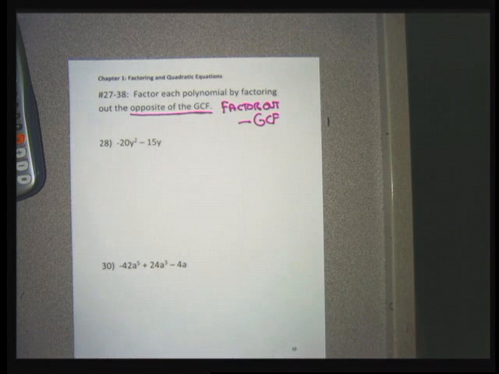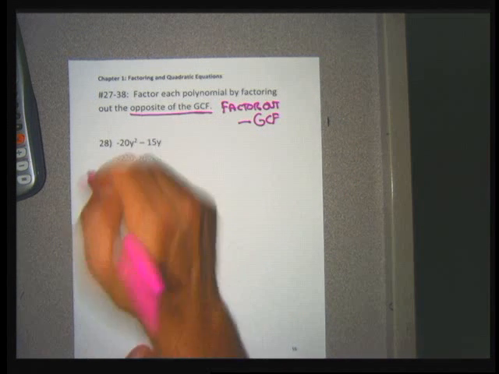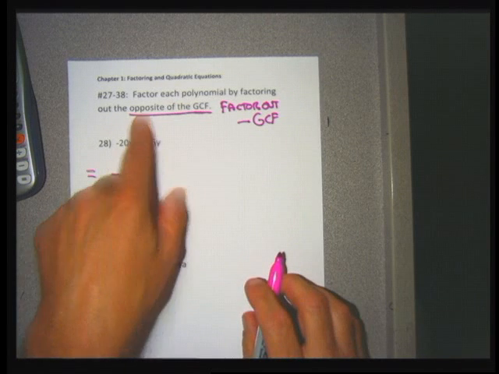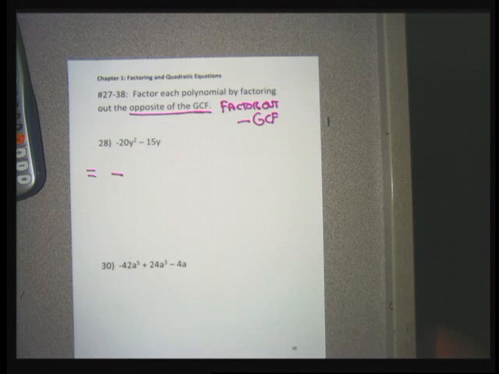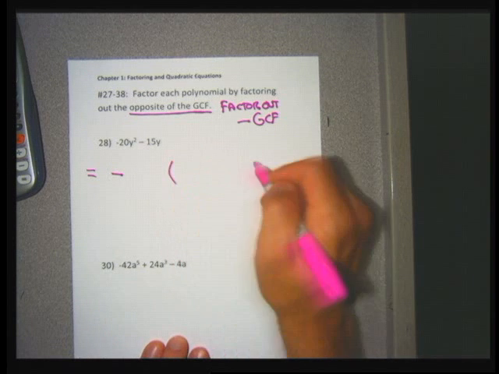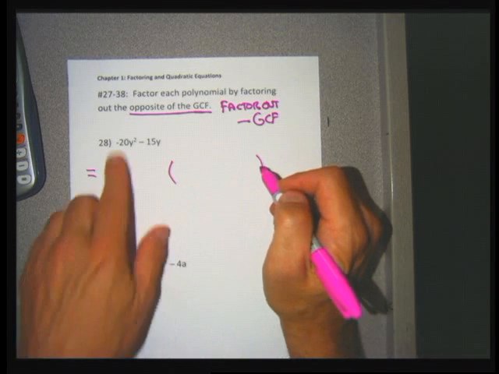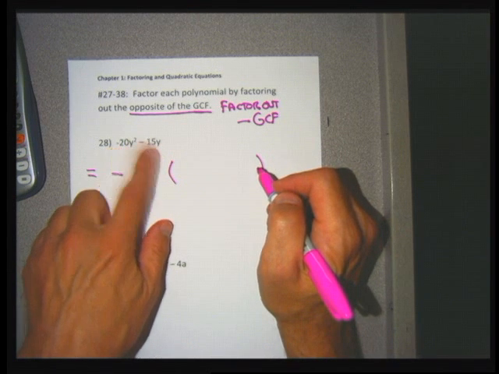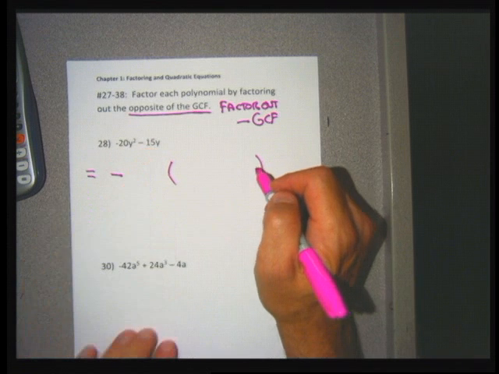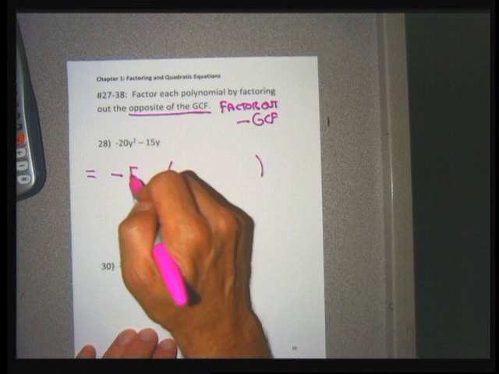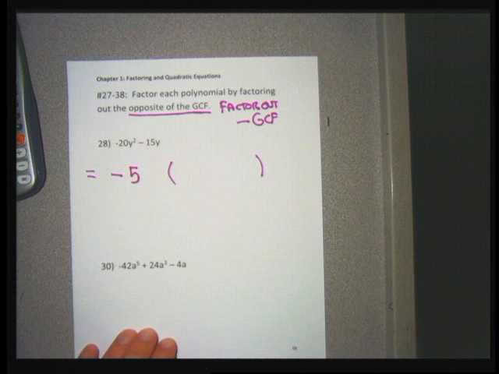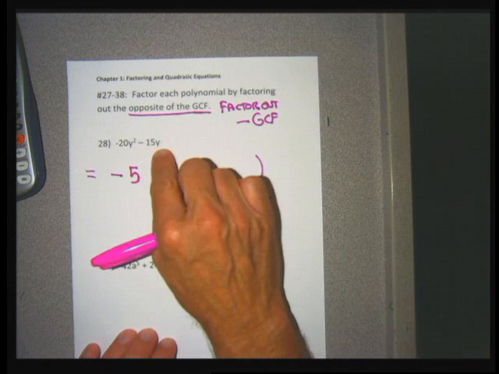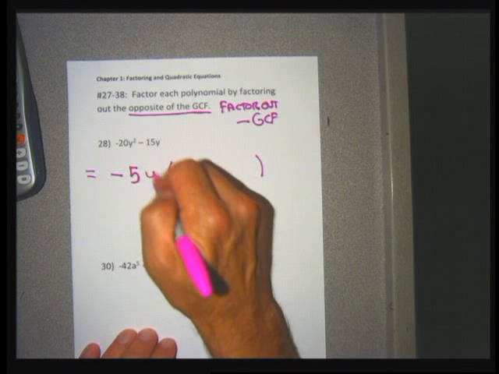And so in problem 28, I'm going to write an equal sign, then I'm going to write a negative sign, because factoring out an opposite means to factor out a negative. But a negative is not just enough, because this problem has a common factor. The common factor is between 20 and 15. 5 is the biggest number that divides into each. So in addition to my negative sign, I'm going to put a 5, and they both have a y, and the smaller of the exponents is a y to the first.